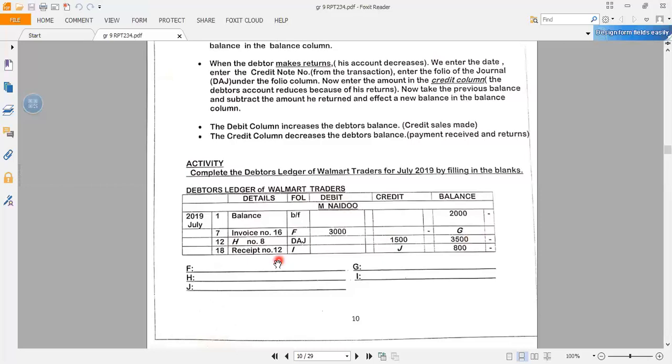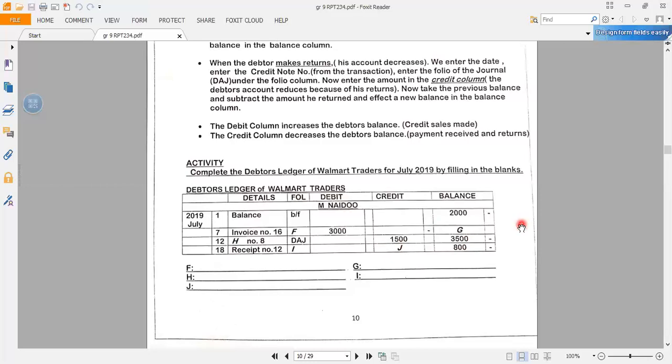Then we received money from M. Naidu and we issued receipt number 12 on the 18th. And for this, it will be CRJ. And what amount did we receive? We take this amount, we can minus, do a reverse operation. That's 3,500 less 800 will give you the answer to J. Okay, learners. So this was a short section that is going to help you understand further the debtors ledger.